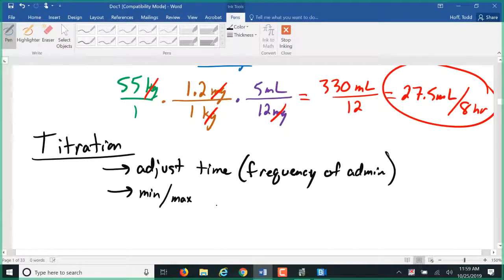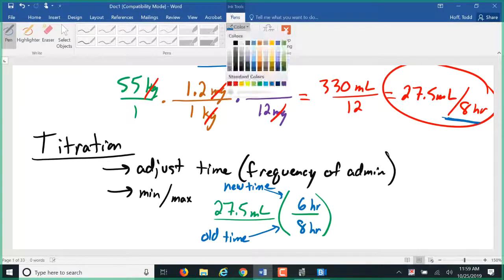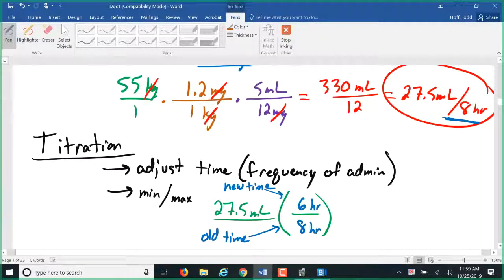So for this dosage, at 27.5 milliliters, 8 hours. I'm not going to put the 8 hours on bottom. I'm just going to go with the 27.5 milliliters. And my titration is going to have on bottom the old time. In other words, that's the time that was part of our calculation. That'll be the 8 hours here. And on top, we want the new time, new frequency. Be 6 hours. It's always the old on bottom, the new on top. This 27.5 was calculated for the 8, so the 8 goes on bottom. We want to change it to how much for 6 hours.